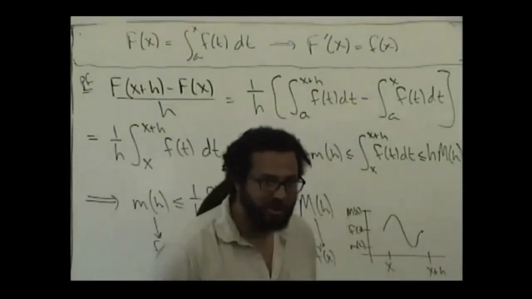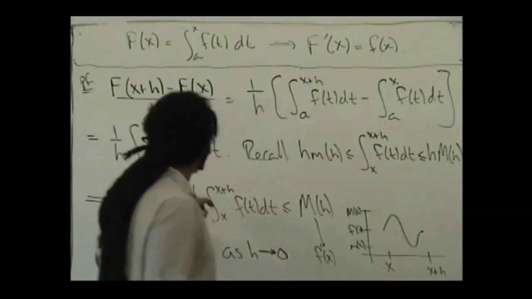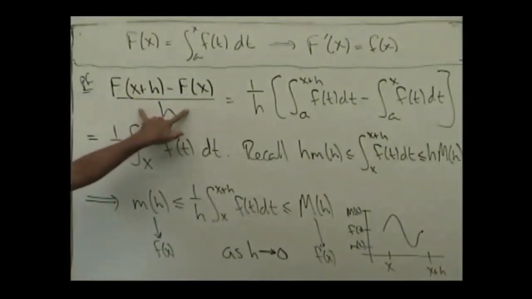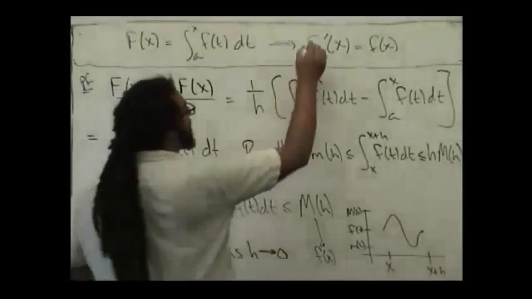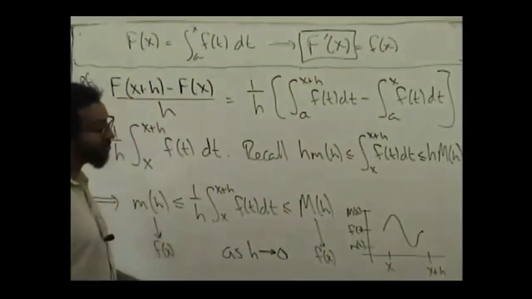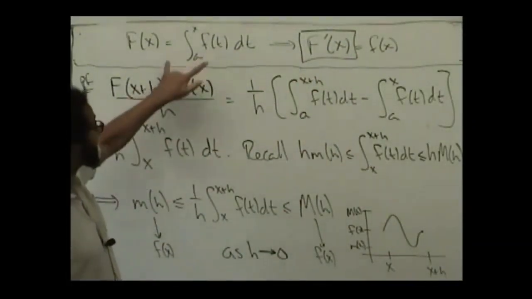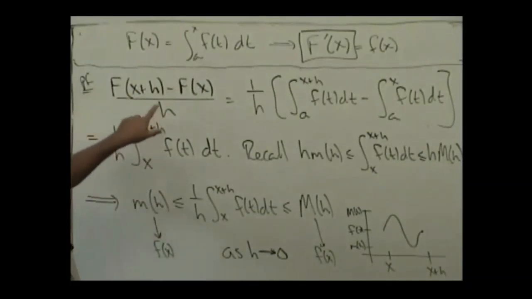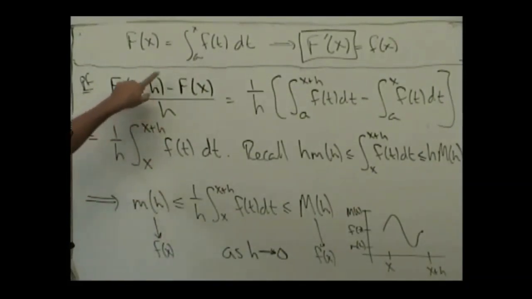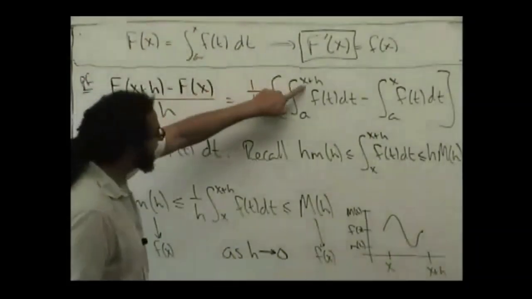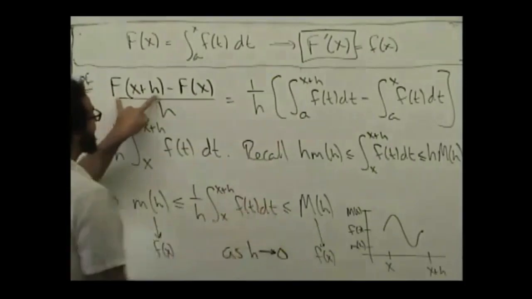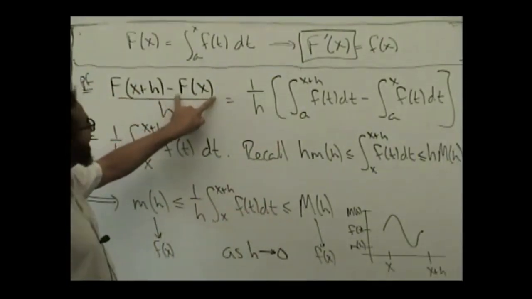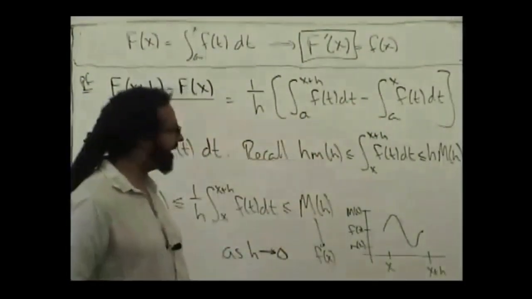Okay, here's a quick proof of the fundamental theorem. So here's the difference quotient, capital F of x plus h minus capital F of x over h. The reason why we're looking at the difference quotient is because we want to compute the derivative of capital F. And here's capital F. So what is capital F of x plus h? Well, everywhere I see an x, I'm going to write an x plus h. So now this is the integral from a to x plus h. And then minus capital F of x. So that's just minus the integral from a to x.